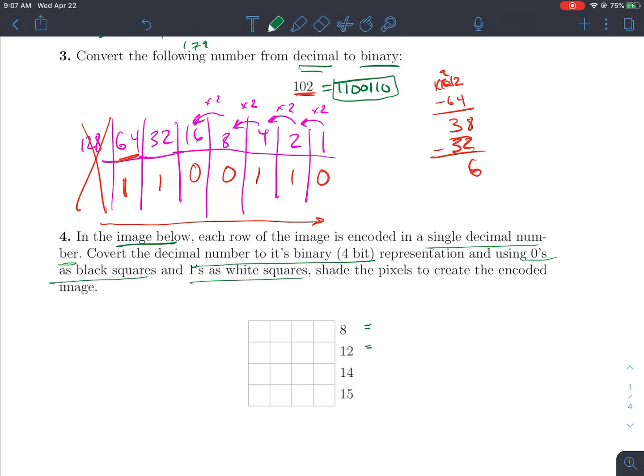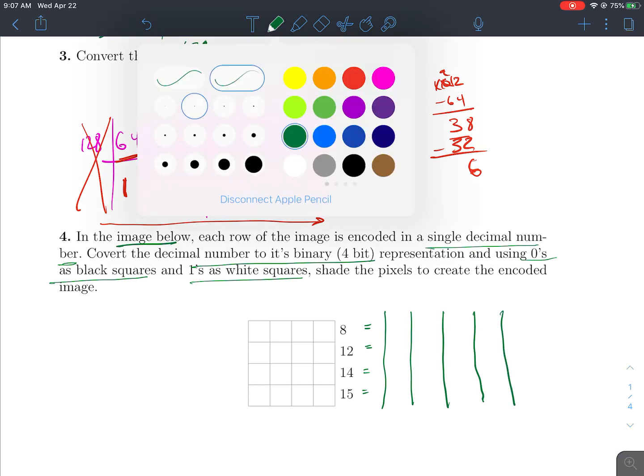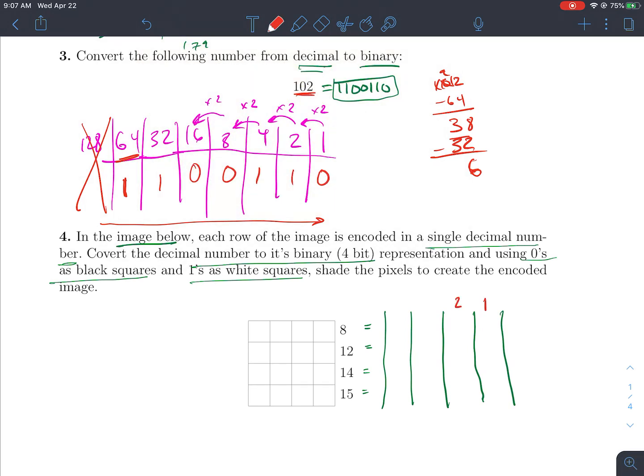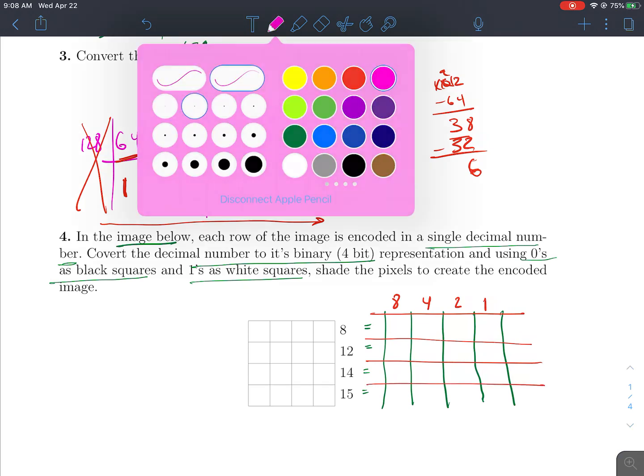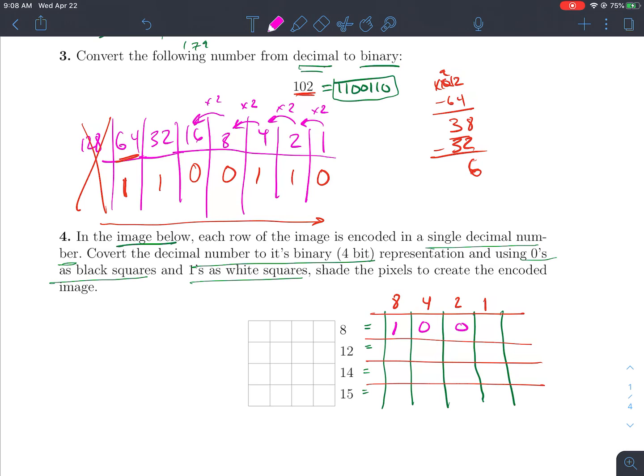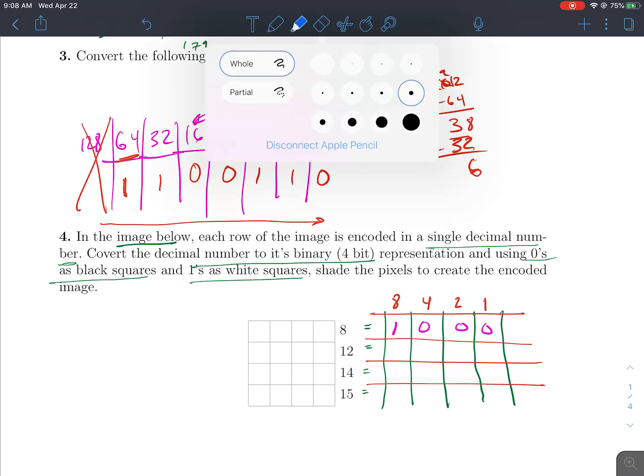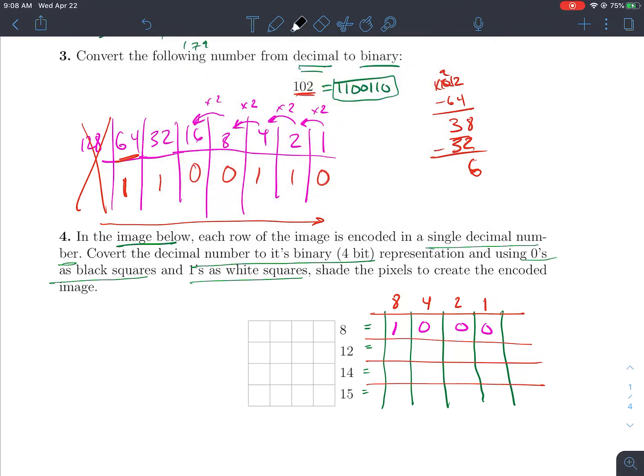So because we're going to have 4 bits for each one of these, I'm going to just set it up like this. We'll have our place values. So this will be our ones place, twos place, fours place, and eights place using that times 2 rule. And let's see, to make the number 8, we need 1 8 and nothing else. So using that system, we want black squares for the zeros, so these are all going to be a black square.